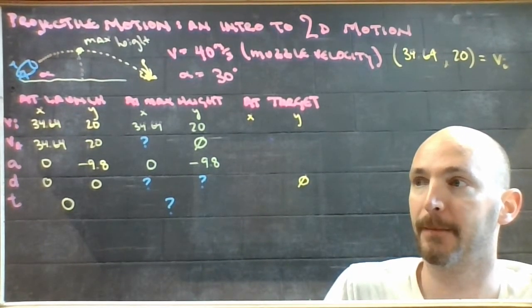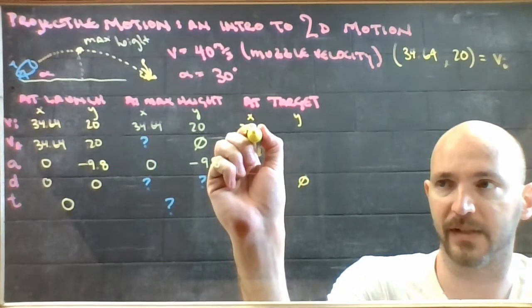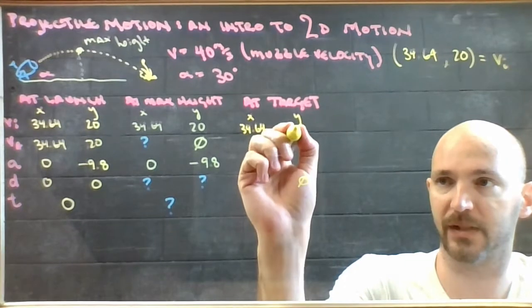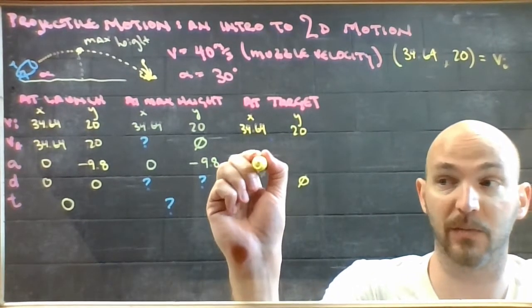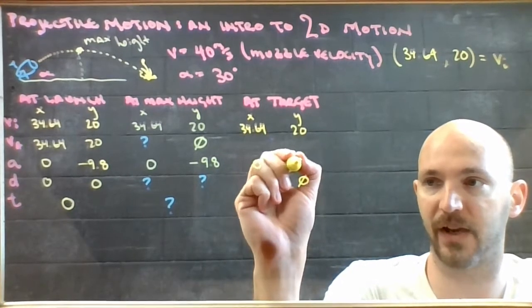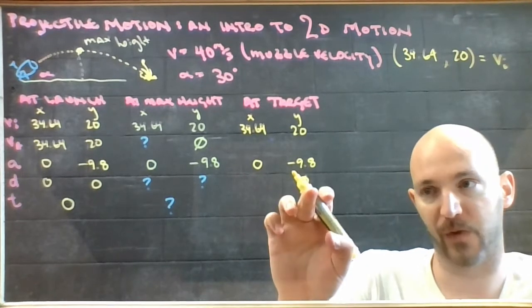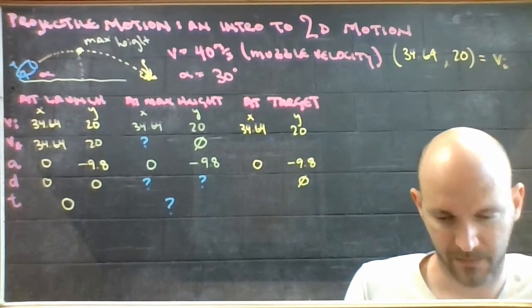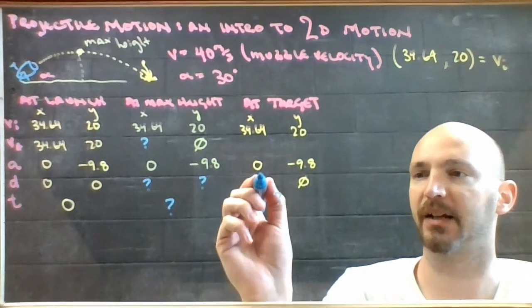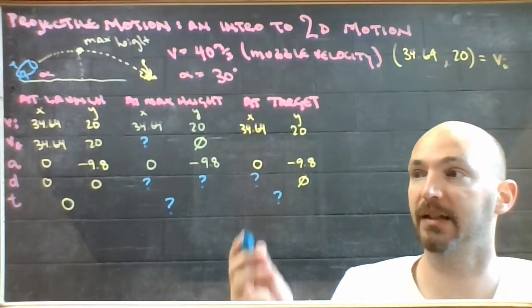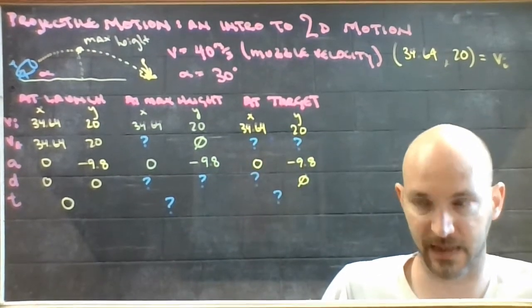All right. So initial and final speeds, I can still put in 34.64, and I can put in 20. Acceleration is still 0 push horizontally and a negative 9.8 vertically. Vertical distance is 0, but all the rest of this stuff, I don't know how much time it takes, and I don't know how far it has gone horizontally, and I don't know what these final speeds are because I haven't done any calculations yet.